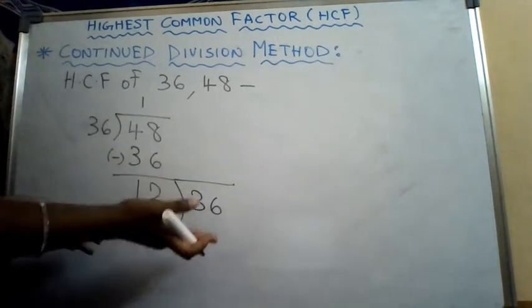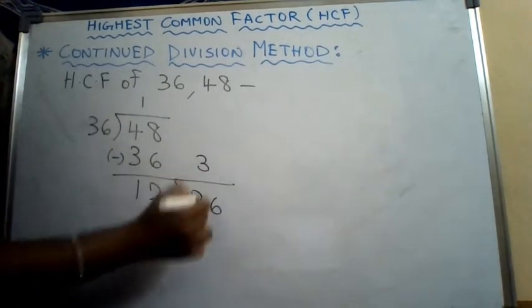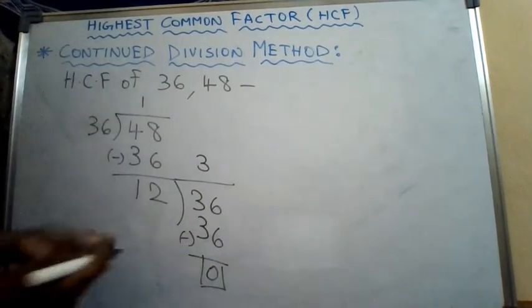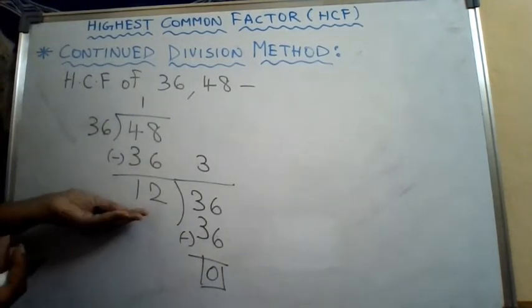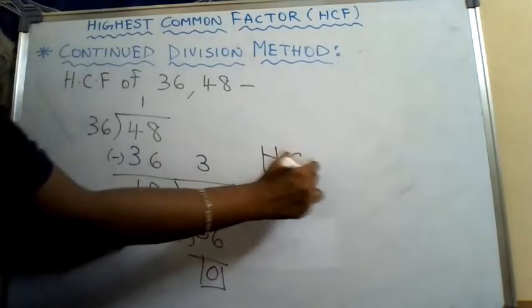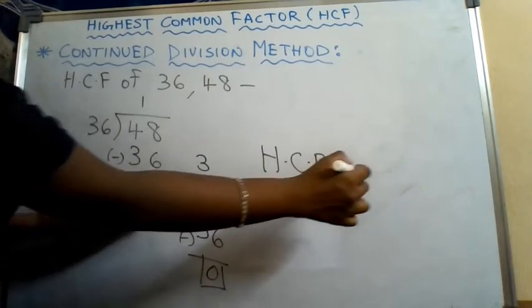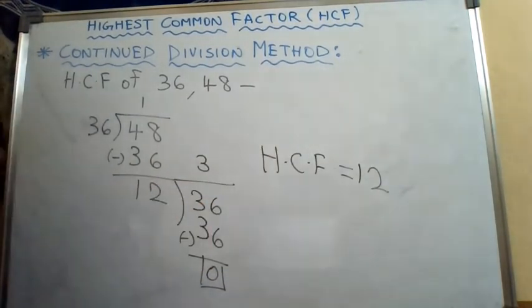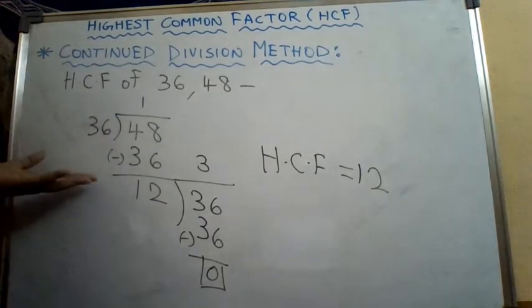Now 12 goes into 36 exactly 3 times, yes, 3 twelves are 36. On subtraction, you got a 0. So getting a 0, which number helped you? The number that helped is 12. So that is the HCF. Therefore, the HCF of 36 and 48 is 12. Isn't this process so easy? It is much simpler than the remaining processes.